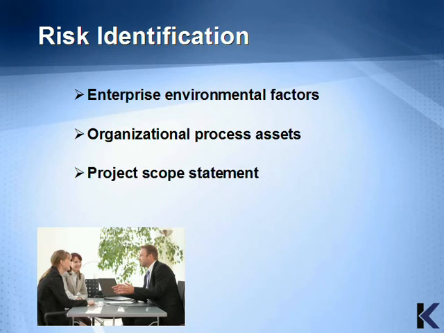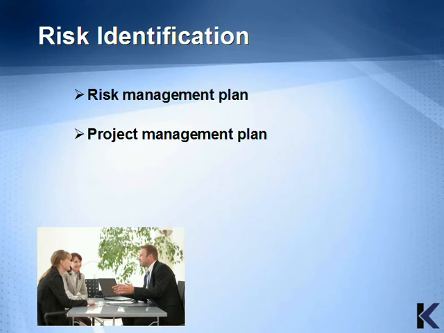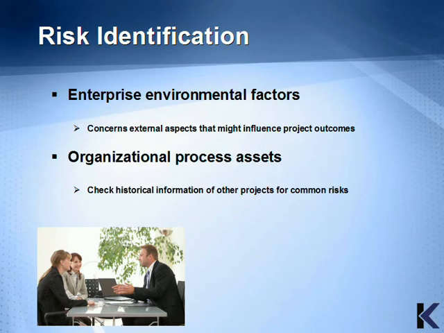There are 5 inputs to this process: enterprise environmental factors, organizational process assets, the project scope statement, the risk management plan, and the project management plan. For the enterprise environmental factors, focus on the external aspects that might influence project outcomes. We mentioned a few examples of this earlier. It would include new laws, regulations, labor issues, weather, and mergers or acquisitions.